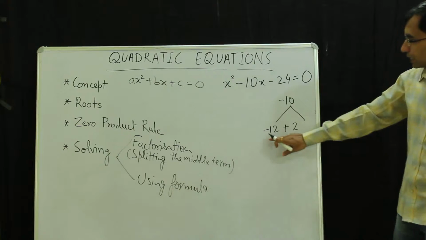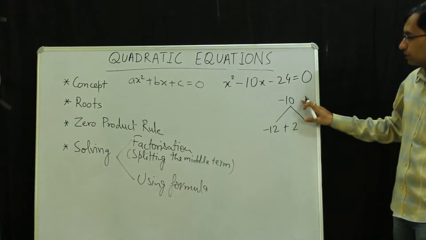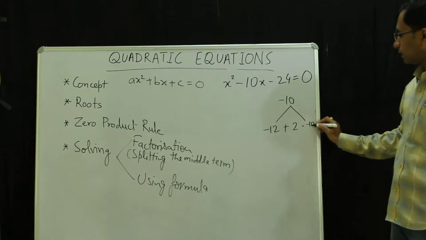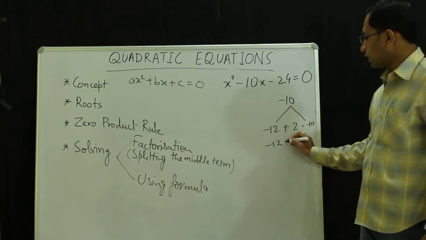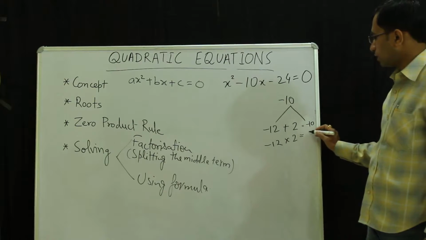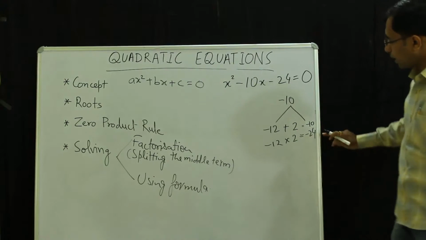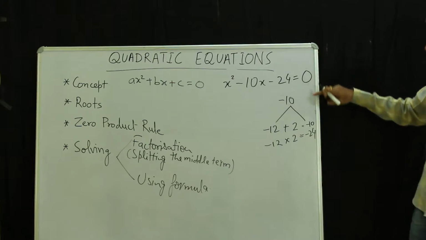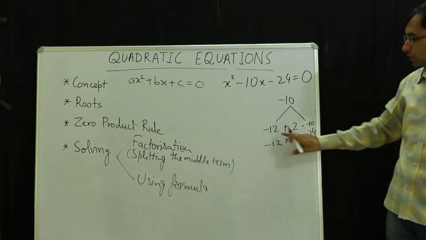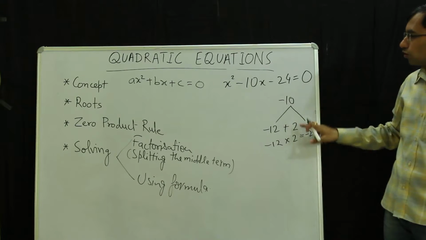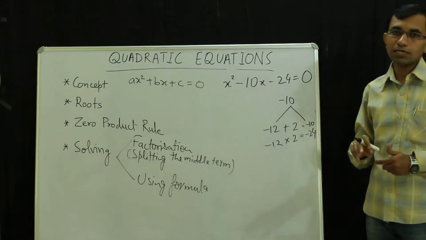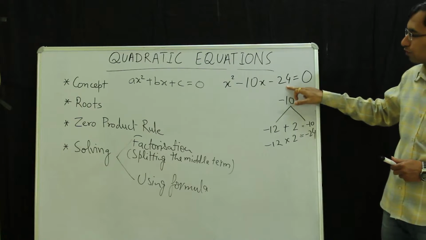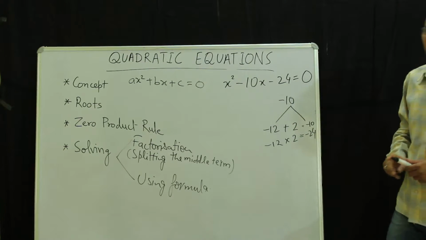I told you that by adding these two numbers I should get the number over here. So if I add these two numbers I am getting minus 10, and if I multiply minus 12 and 2 I will get minus 24, and minus 24 is the number which I want over here. So minus 10 should be split as minus 12 and plus 2. It should not be split as minus 6 and minus 4, because the product of minus 6 and minus 4 is plus 24, while we need minus 24 over here.